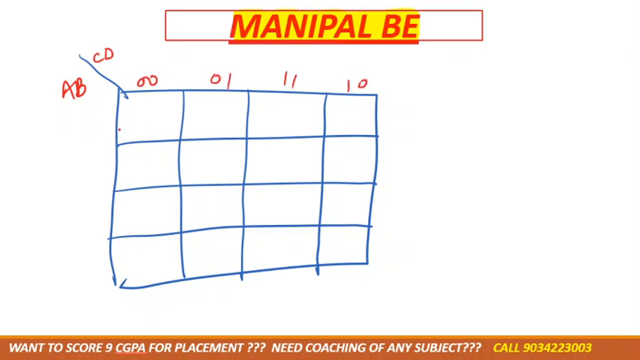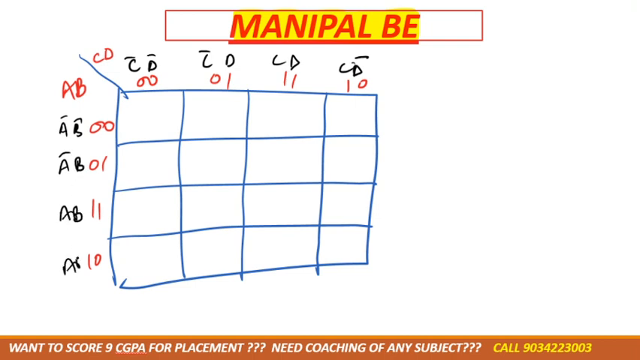1 1, 1 0. So it would be D bar, C bar D, bar B bar. So 1, 8, 4, 5, 6, 7, 8, 9, 14, correct? So I am giving you numbers.